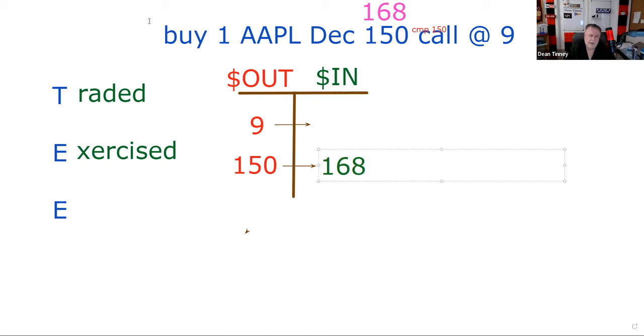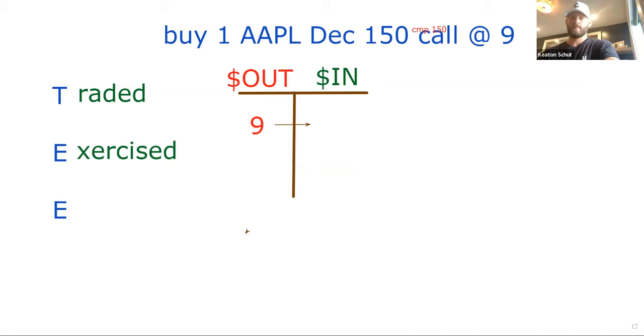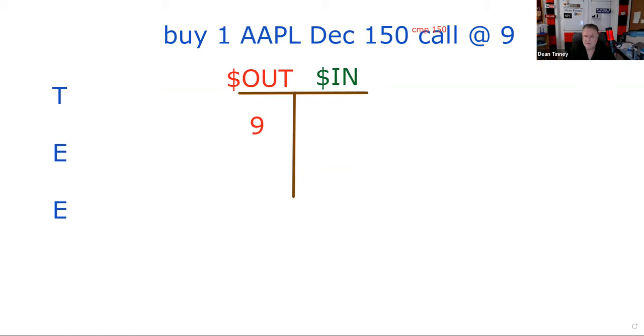Now, your point, if on the test they say your customer buys one Apple December 150 call at 9, be careful about memorizing breakevens. What I mean by that is be careful you understand there's a floor at 150. There's no ceiling, but there's a floor at 150. No ceiling, unlimited gain potential. But they say your customer buys one Apple December 150 call at 9. When Apple's 150 at expiration, Apple remains unchanged.